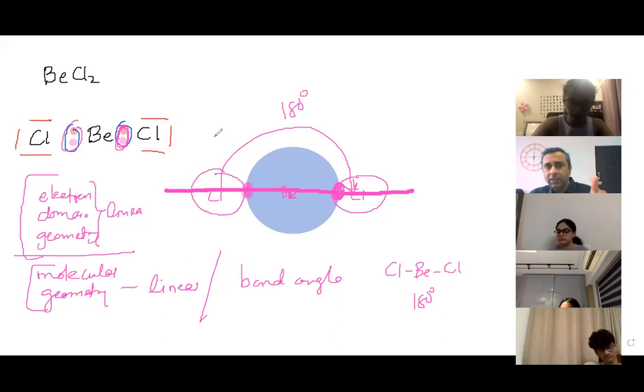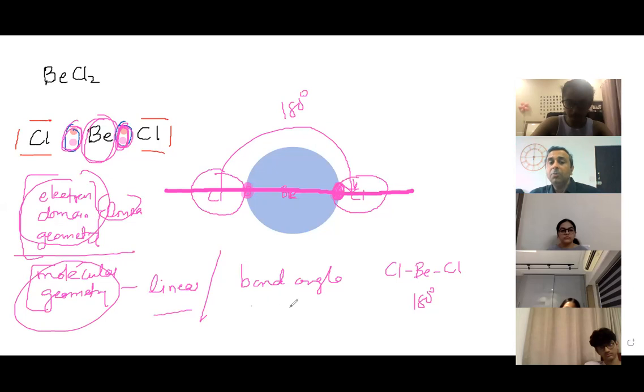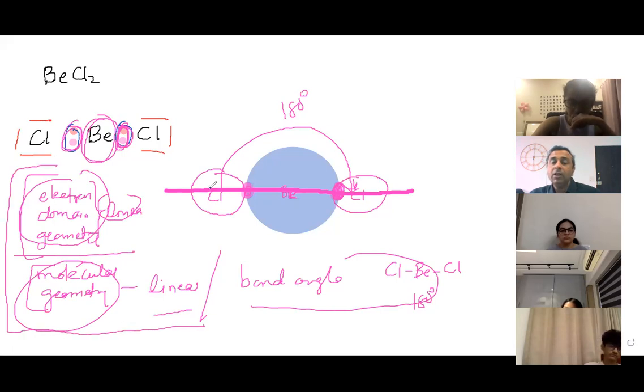So like BeCl2, for any other molecule where the central atom has only 2 electron domains, the electron domain geometry will be linear, the molecular geometry will also be linear, and the bond angle will be 180. These details are fixed for any other molecule in which the central atom has only 2 electron domains. Does anybody have any questions?